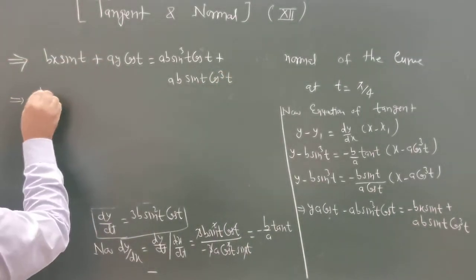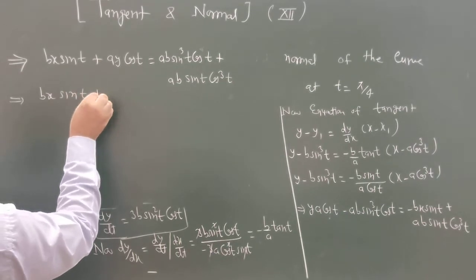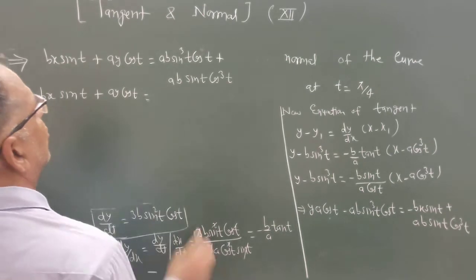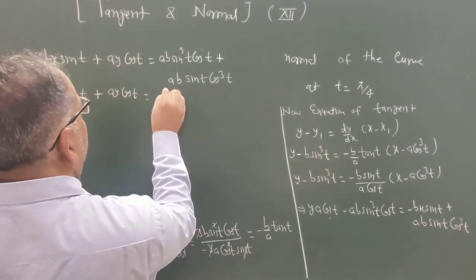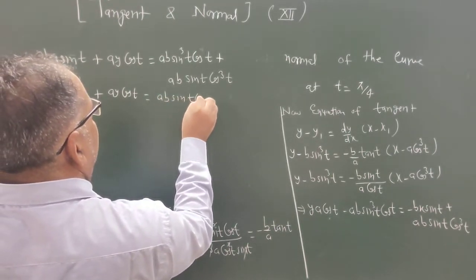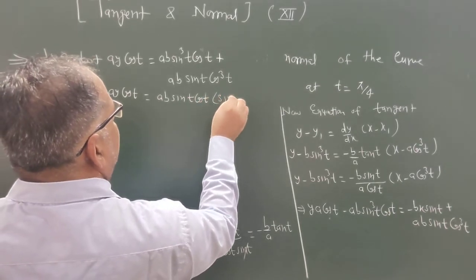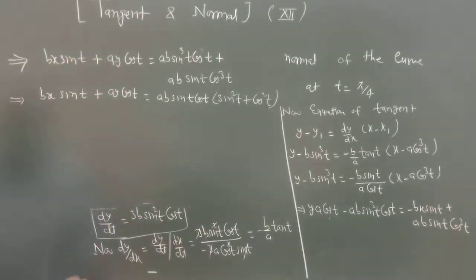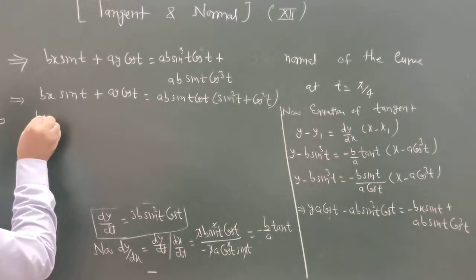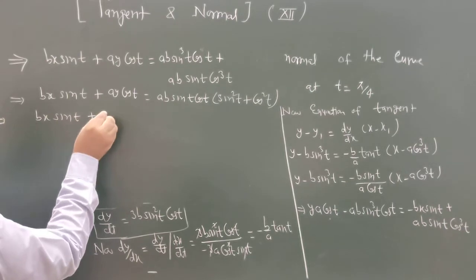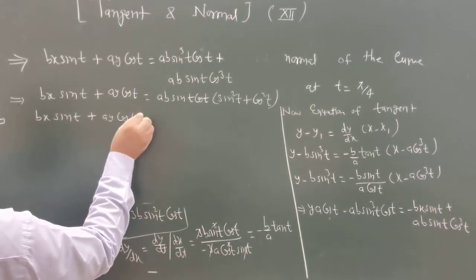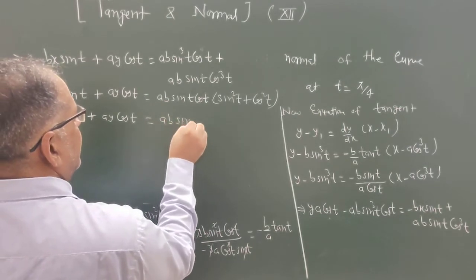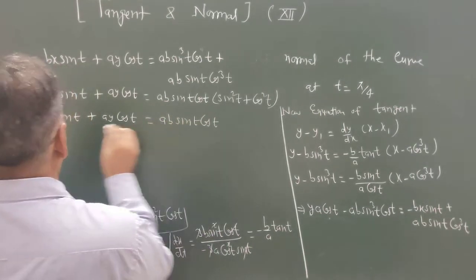So next, bx sin t plus ay cos t equal to, take ab sin t cos t common, so we have sin square t plus cos square t there. So finally the equation of tangent is bx sin t plus ay cos t equal to ab sin t cos t.